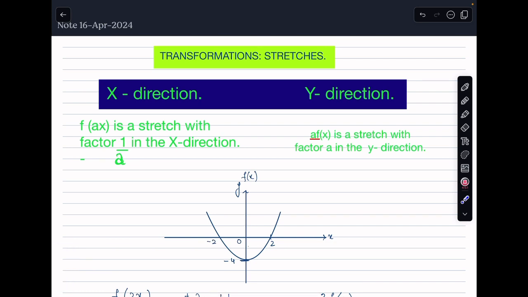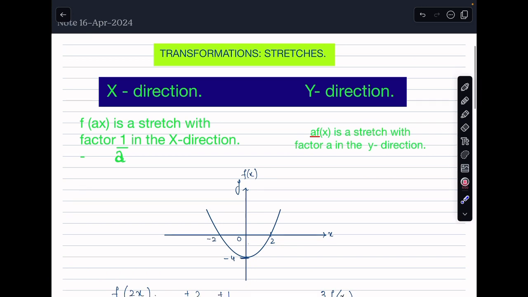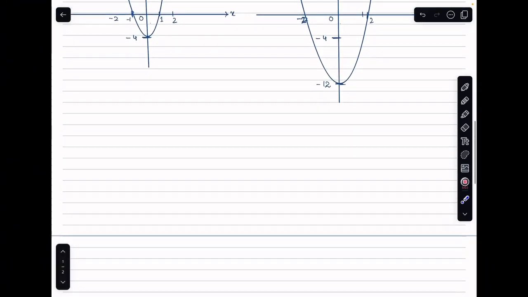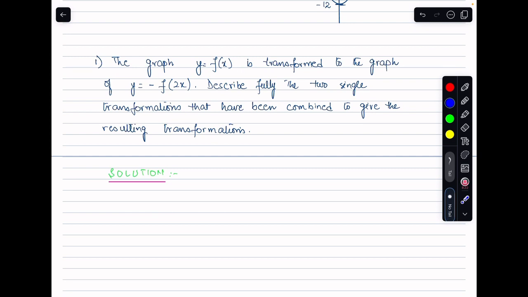So let's do some composite questions to clarify the concept. The graph of y equals f(x) is transformed to the graph of y equals negative f(2x). These are the two important things that we should be looking into. It's a negative f(2x). Describe fully the two single transformations that have been combined to give the resulting transformation. So what we have seen here is that there is a stretch factor 2, f(2x), within the bracket.